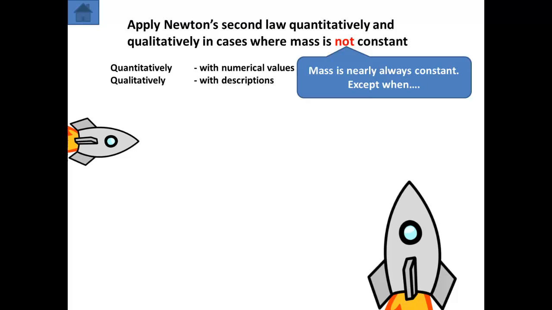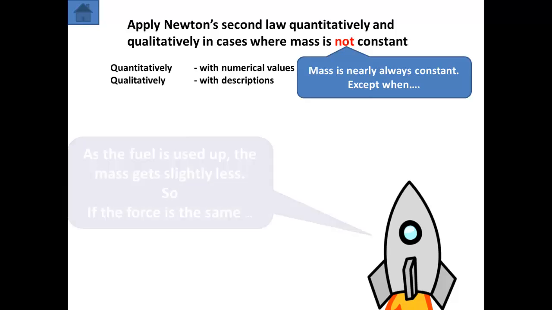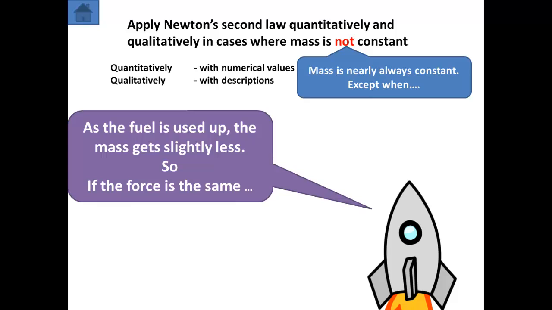Now most of the examples that you see, the mass will be constant, but you also need to be aware when the mass is changing in some way or another. Now when the rocket goes from the site, it uses up the fuel, the mass is actually changing. How is the mass changing? Well, basically it uses up the fuel, so it gets less and less mass. So as the fuel is used up, the mass gets slightly less.